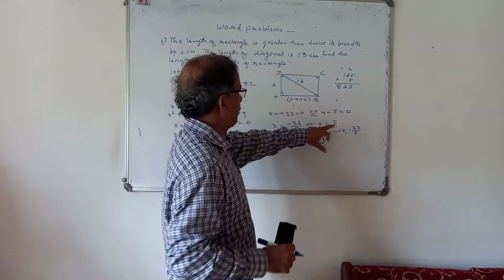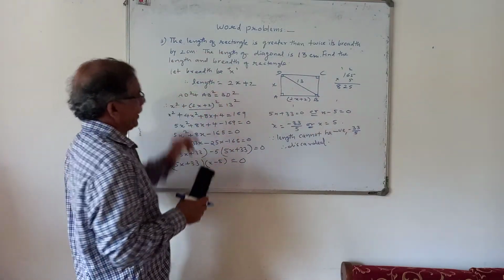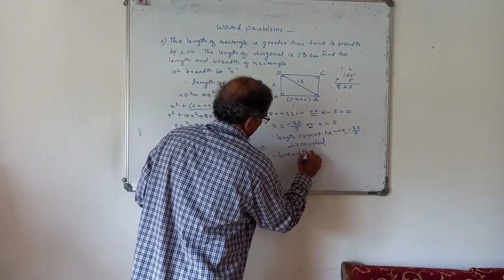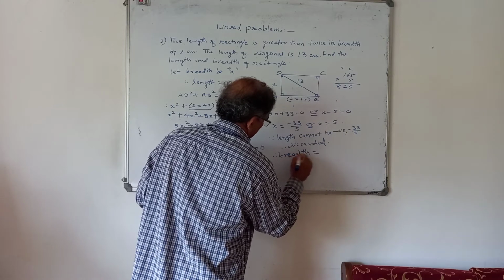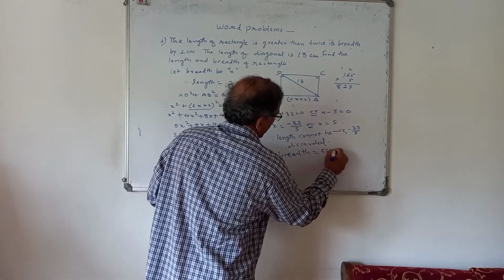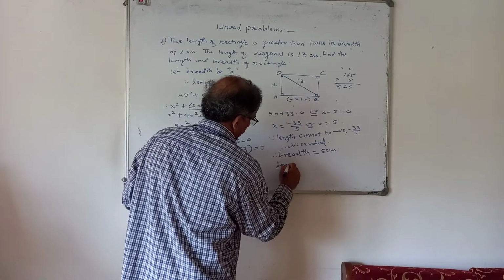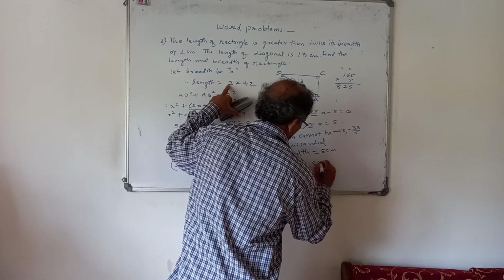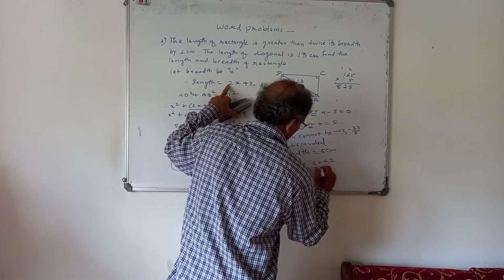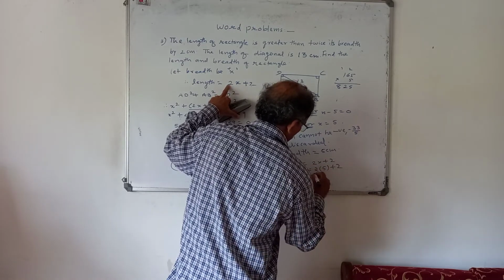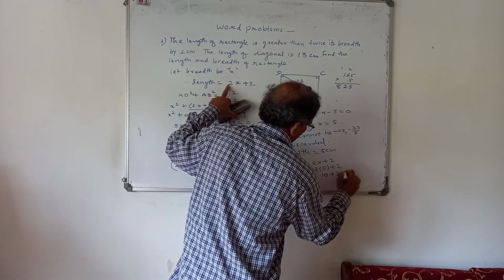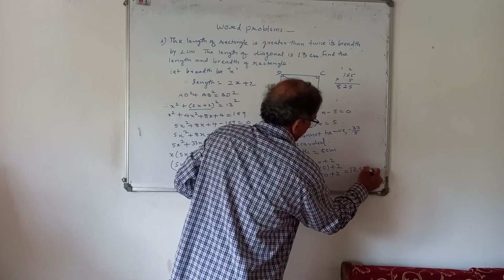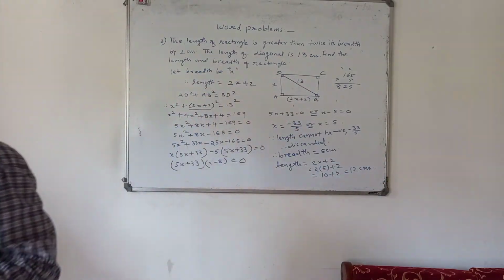So we shall consider this positive value 5, and that here was the breadth. Therefore, the breadth is equal to 5 centimeter. And the length is equal to 2x plus 2. 2x plus 2 means 2 into 5 plus 2, 10 plus 2, that is 12 centimeters. So this is how we have to solve this problem.